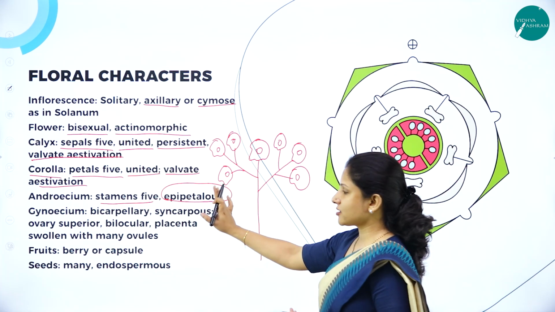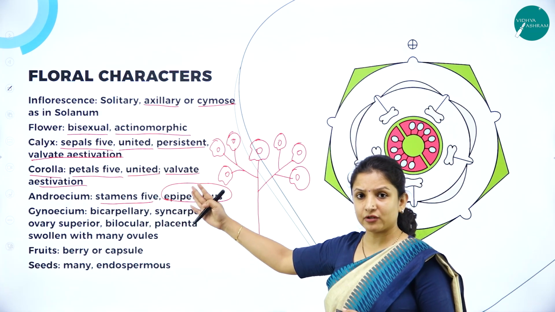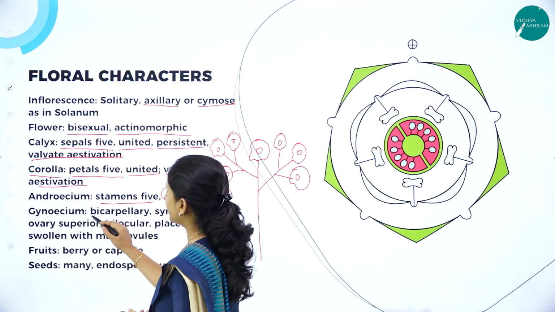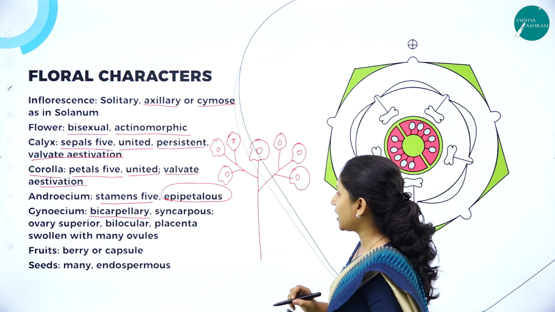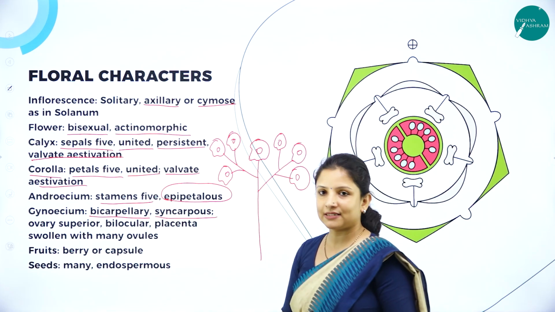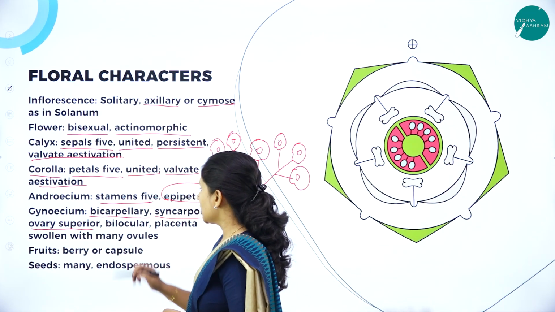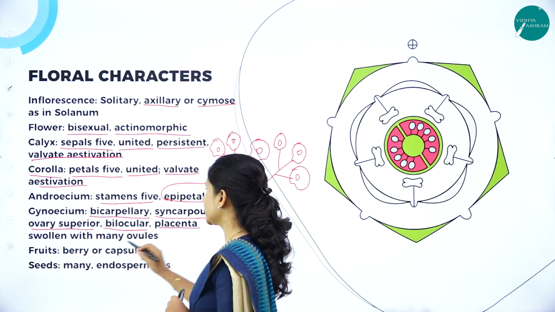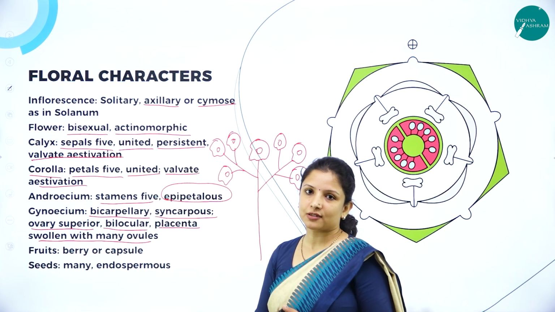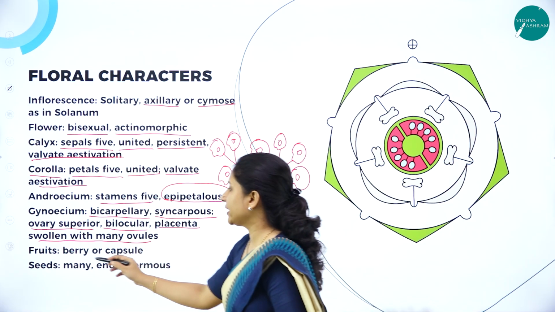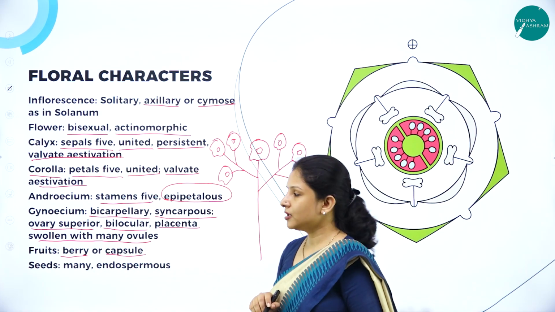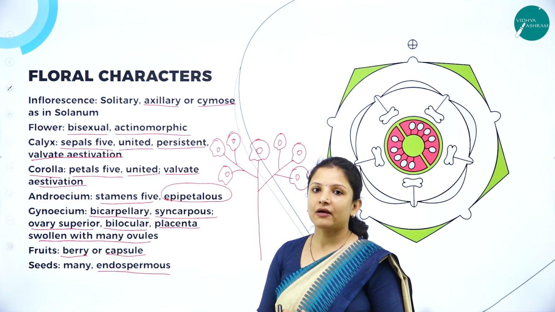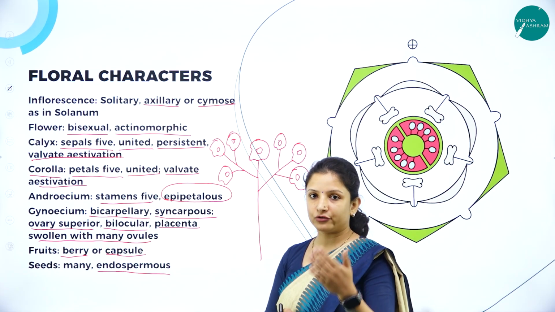You have to mention this while writing the characteristics of Solanaceae, because this is one of the peculiar characteristics of Solanaceae. Next, talking about gynoecium, they are bicarpellary, meaning they have 2 carpels. Carpels are fused, therefore they are syncarpous. The ovary is superior. Now they are bilocular, meaning they have 2 locules. Placenta is swollen with many ovules. This is also one of the characteristics of Solanaceae. Next, fruits, they are a berry, or you can call them a capsule also. Seeds, many seeds are there, and the seeds are endospermous, meaning they have an endosperm, which is a nutritive tissue that provides nutrition to the embryo.